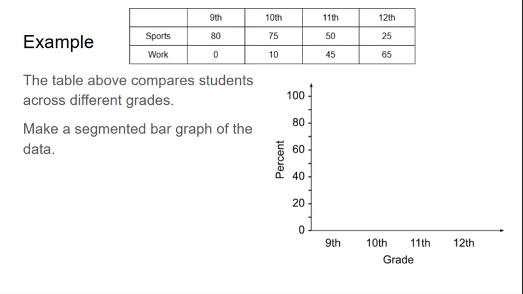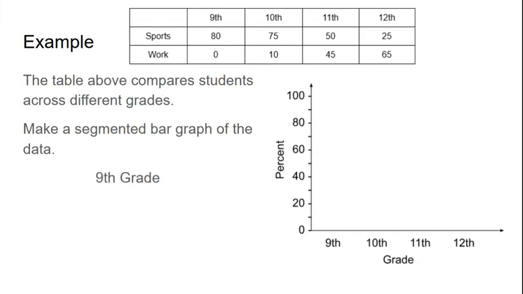Here we have some data that shows students' favorite activities across different grade levels, and we're going to make a segmented bar graph of the data. So we start with an XY axis. In this case, our x-axis is recording how many students are in each grade, and the y-axis is recording what percent of the students in each grade are into each activity.